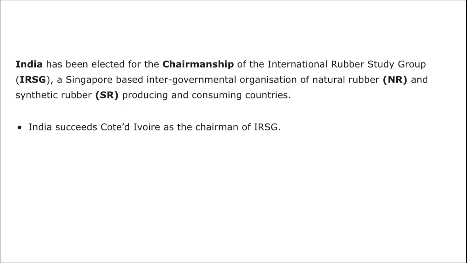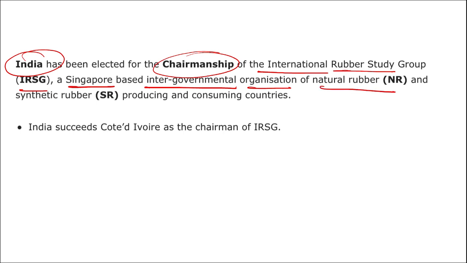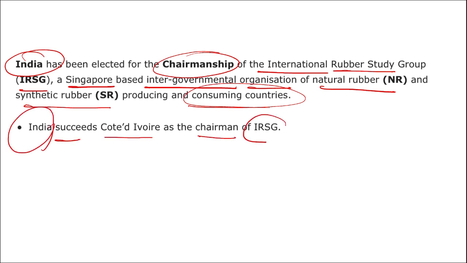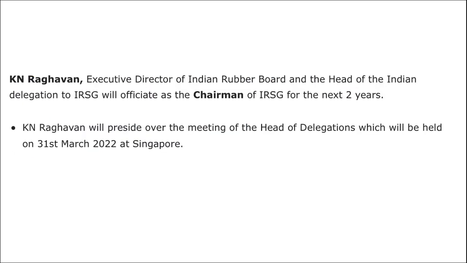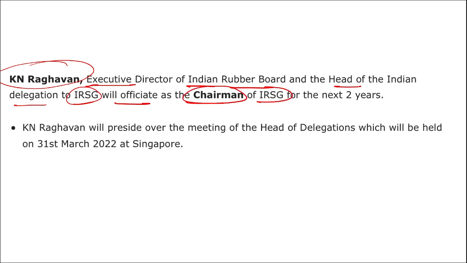Mark this, highly important. India has been elected for the chairmanship of the IRSG, that is your International Rubber Study Group, a Singapore-based intergovernmental organization of natural rubber and synthetic rubber producing and consuming countries. India succeeds Cote d'Ivoire as the chairperson of IRSG. Next, KN Raghavan was executive director of the Indian Rubber Board and the head of the Indian delegation to IRSG. He will officiate as the chairperson of IRSG for the next 2 years. Highly important, mark this.